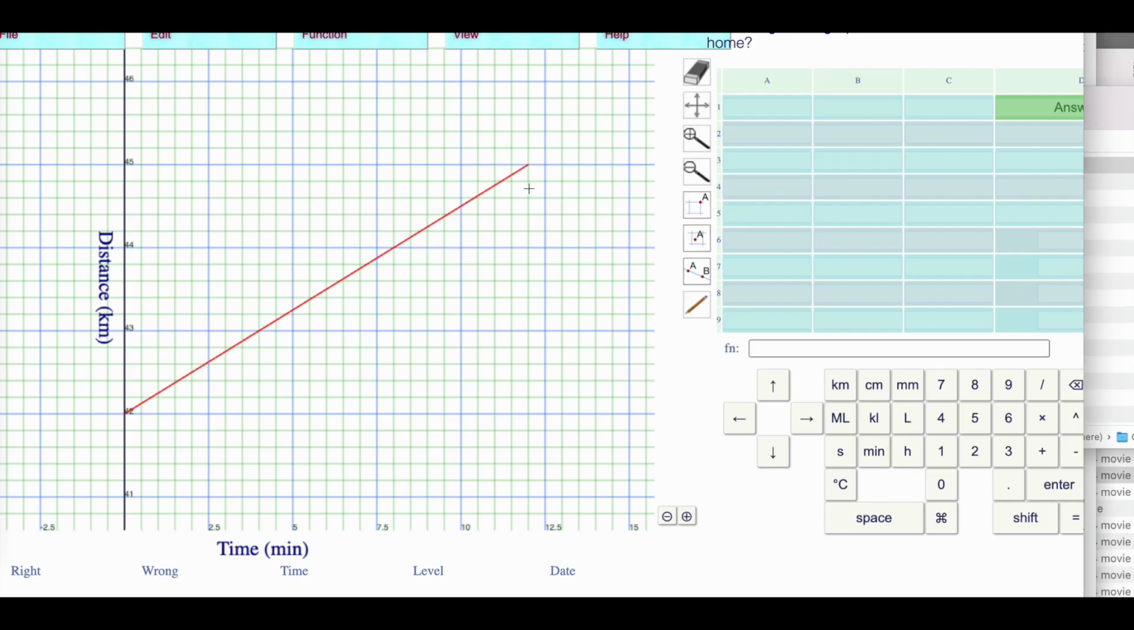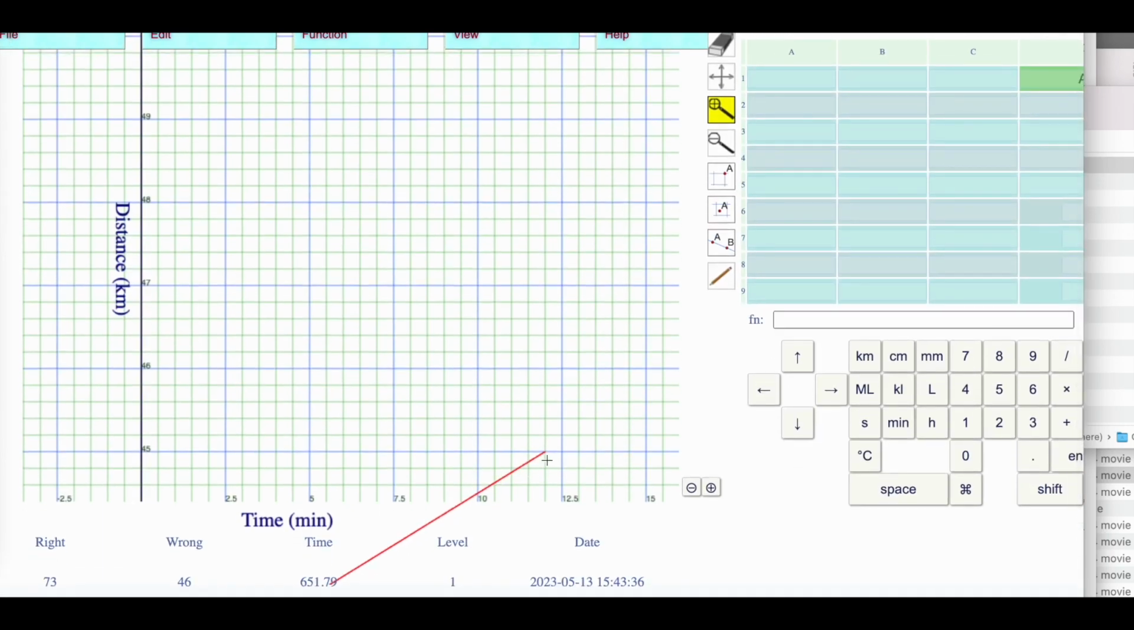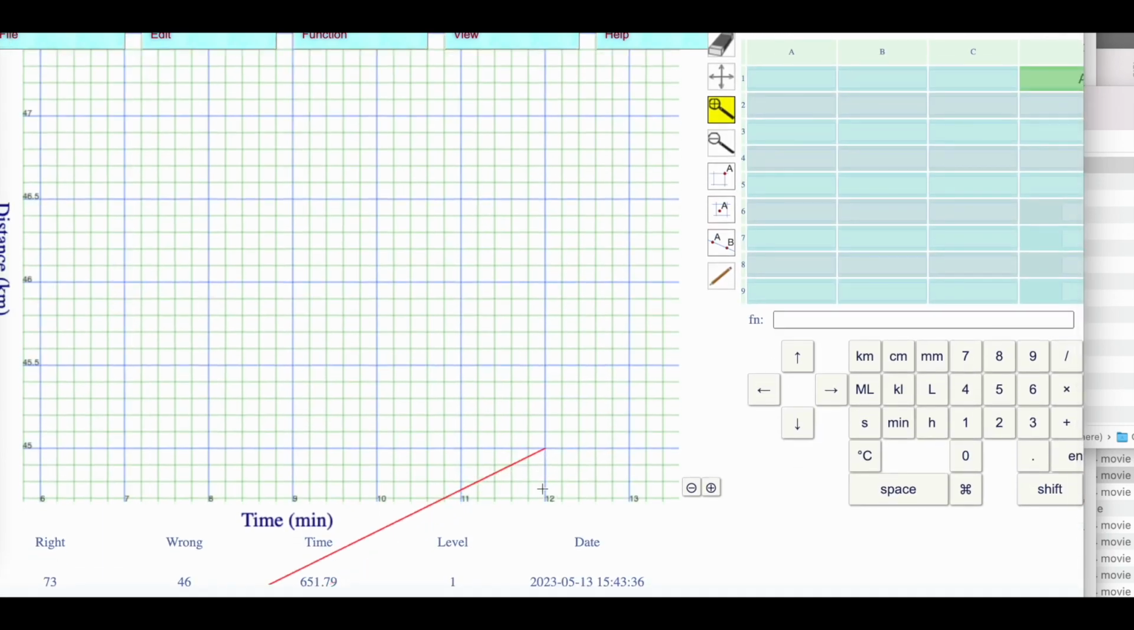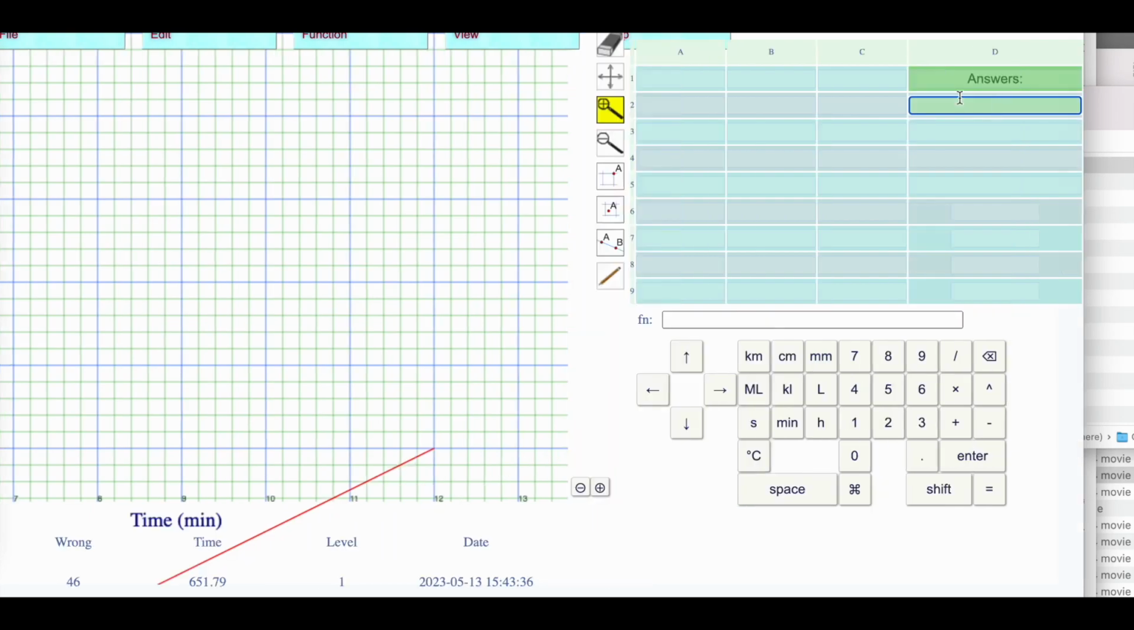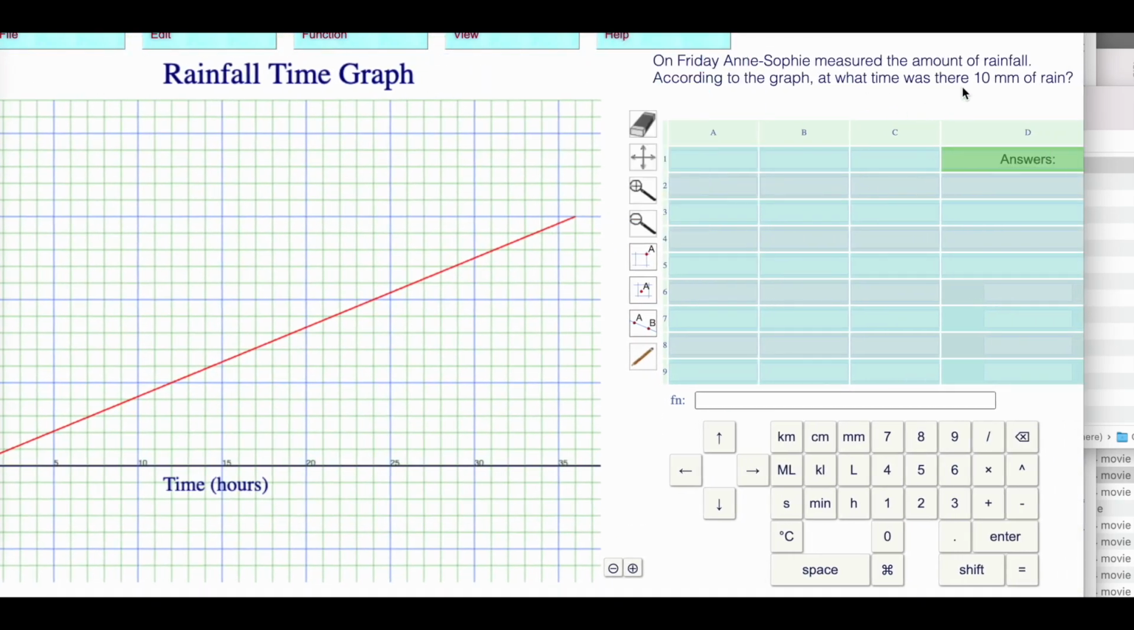If we're not sure about that, you can drag that closer to the numbers. I can hit it with my magnifying glass. Hit it once. Now we can see that it's actually at 12. 11, 12. The answer would be 12 minutes. 12 in, like that.